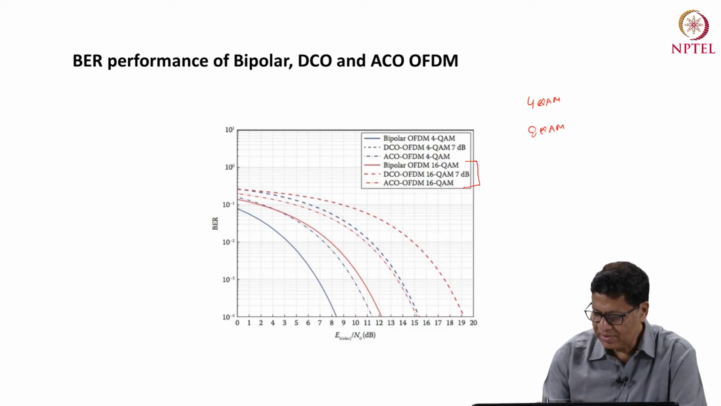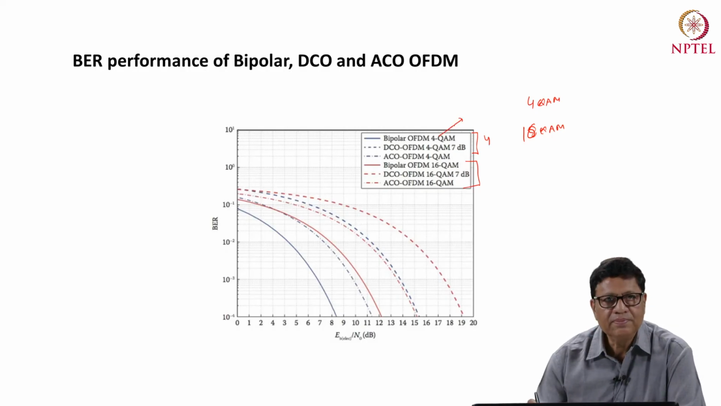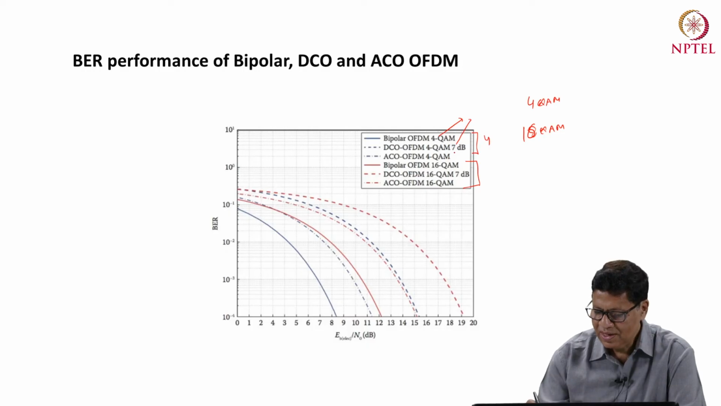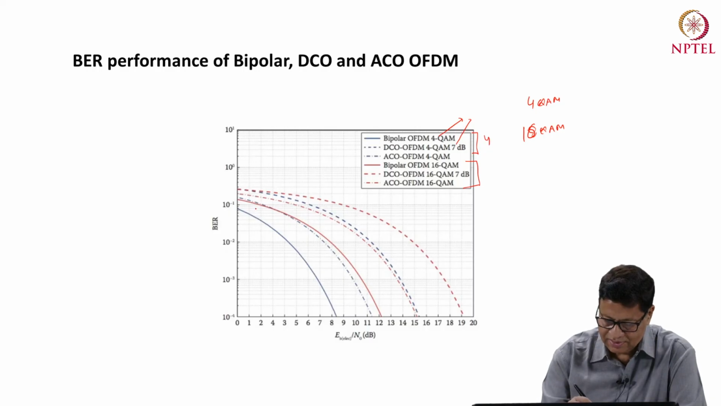So, this set is for 16 QAM, and this set is for 4 QAM. And this is standard bipolar OFDM with 4 QAM, and this is DCO, where a DC shift has been given by an amount which is equivalent to 7 dB. And the third one is ACO-OFDM with 4 QAM, and similarly for 16 QAM. So the blue color, that is this one, this is actually bipolar OFDM, which performs the best.